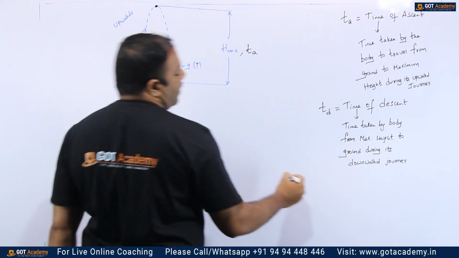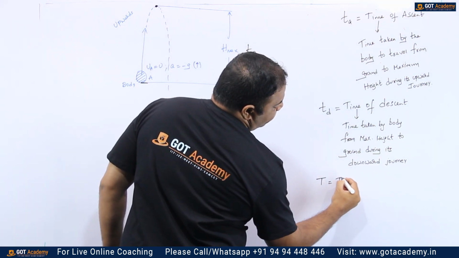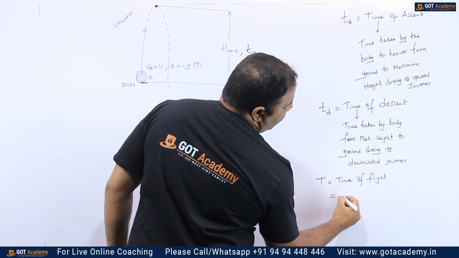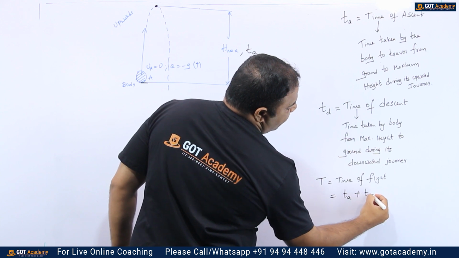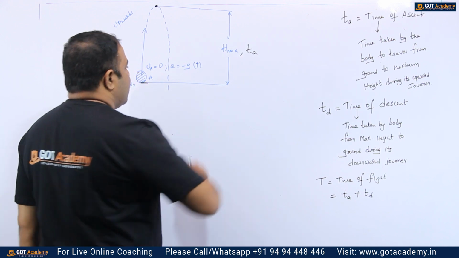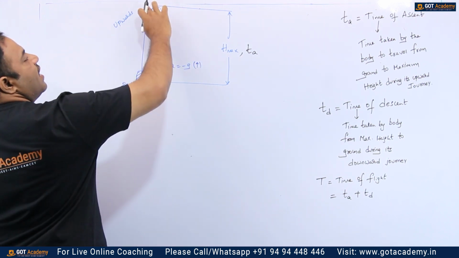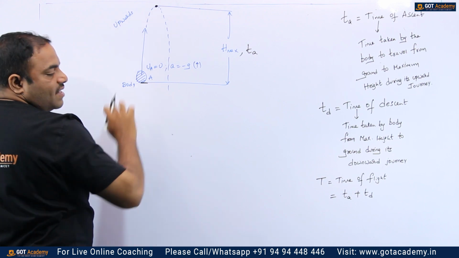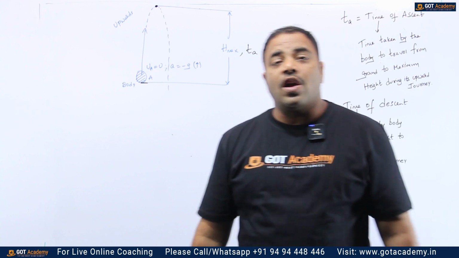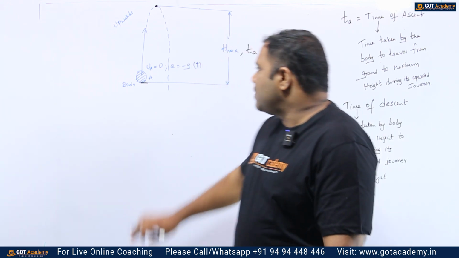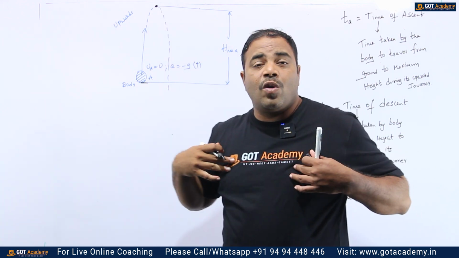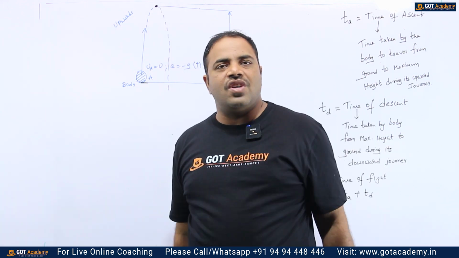The next time is the time of flight, which can be written as the sum of two times, that is time of ascent and time of descent. From here to here it is ascent, from here to here it is descent. The sum of these two is called time of flight. The total time taken by the body projected from the ground to move upwards and then come downwards is the total time of journey.